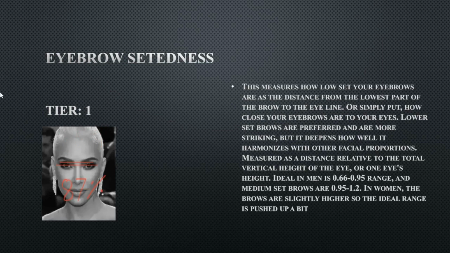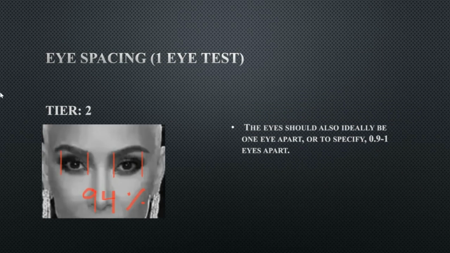Her eyebrow steadiness, so how low set her eyebrows are, at 87%, and this is ideal for a female. You want your eyebrows to be low to mid, not too low, but not too high. And that's exactly what she has. Her eye spacing is 1 eye width apart, or close to it at 94. If it was at 95, I would give her a tier 1 for it, but this is not a flaw essentially, so this is pretty good.